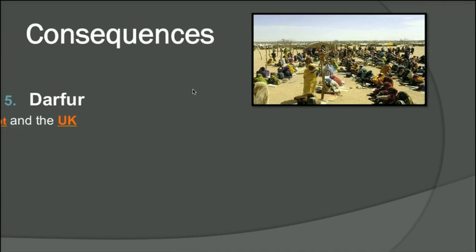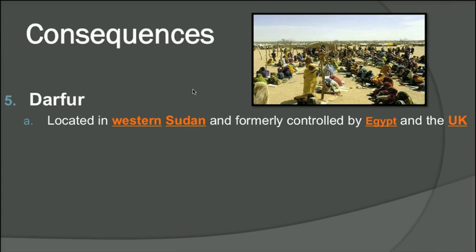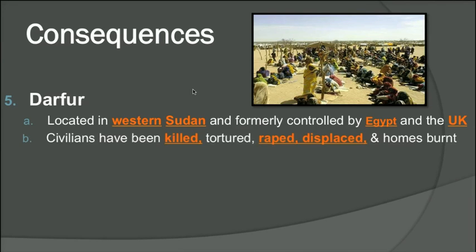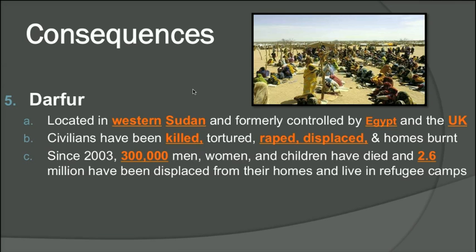So let's talk about this region of Darfur. It's located in western Sudan and was formerly controlled by both Egypt and the British, abbreviated here by UK. So you definitely had former powers controlling this region. And in this process, we have seen civilians that have been killed, tortured, raped, displaced, and homes burnt. So people have really been very mistreated in this region of Darfur. Since 2003, 300,000 men, women, and children have died, and 2.6 million have been displaced from their homes and now live in refugee camps. And refugee camps are a really awful place to live.